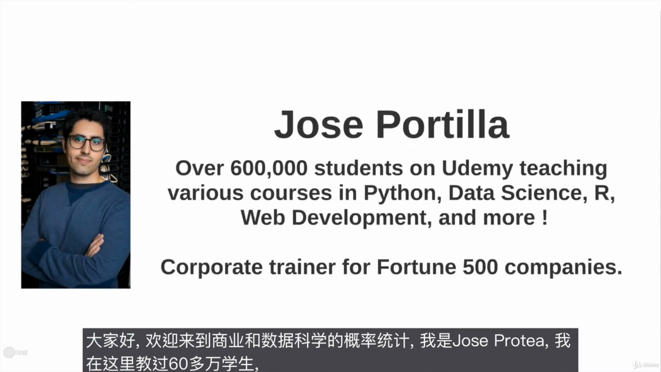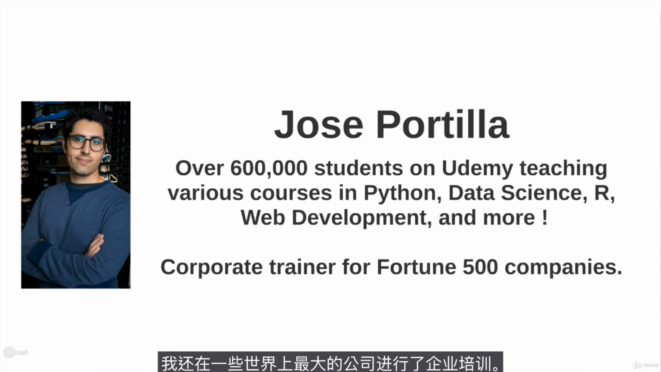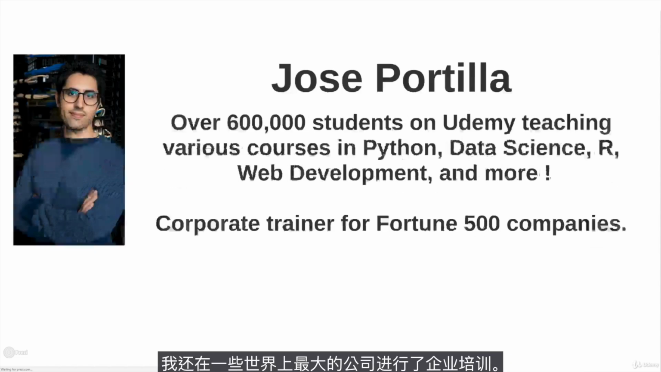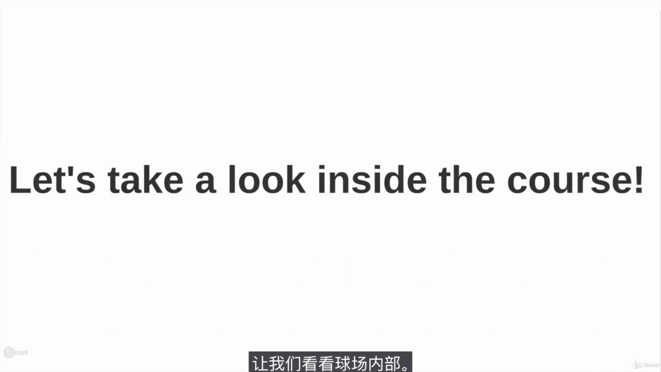I'm Jose Portilla and I've taught over 600,000 students here on Udemy in a variety of topics, including Python, data science, machine learning, web development, and more. I've also conducted corporate training at some of the world's largest companies, and I'm super excited to bring you my exclusive training on probability and statistics, with a focus on business applications and data science. Let's take a look inside the course.